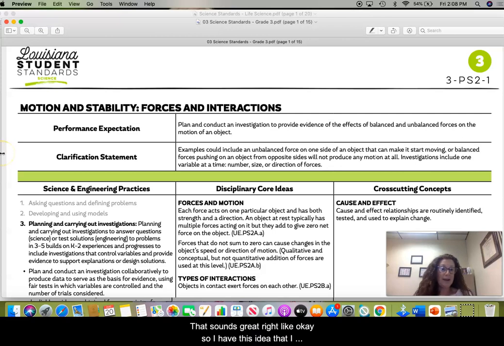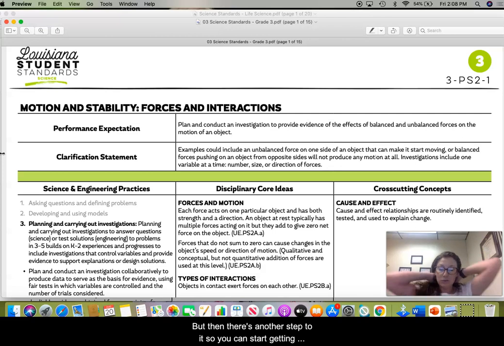And so that sounds great, right? Like, okay, so I have this idea that I am supposed to, in 3rd grade, have my students plan and conduct an investigation where they need to be looking at either unbalanced forces, where an object is experiencing force from only one side, but also maybe they are experiencing balanced forces from both sides and why that object is not moving. But then there's another step to it.